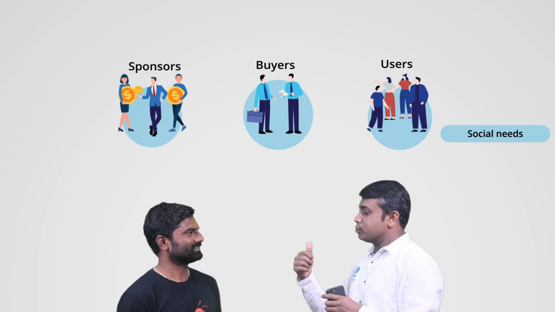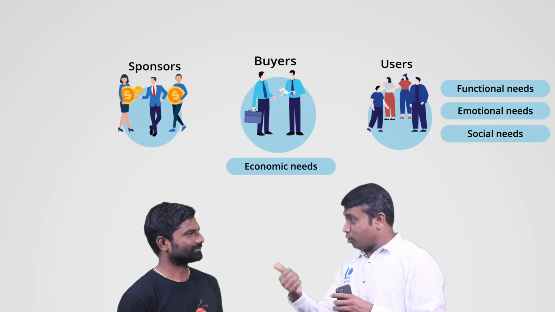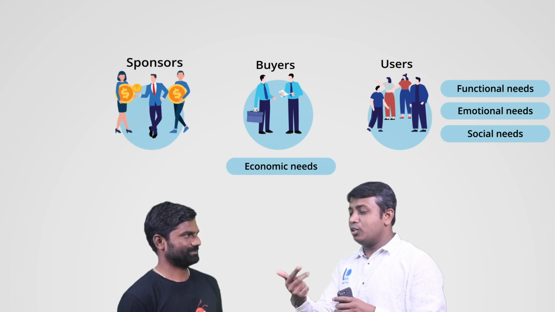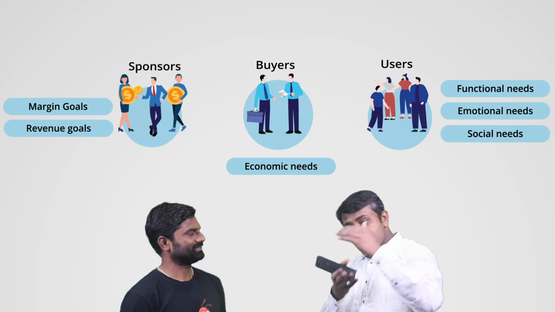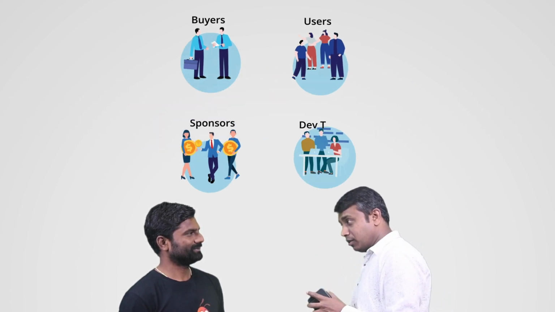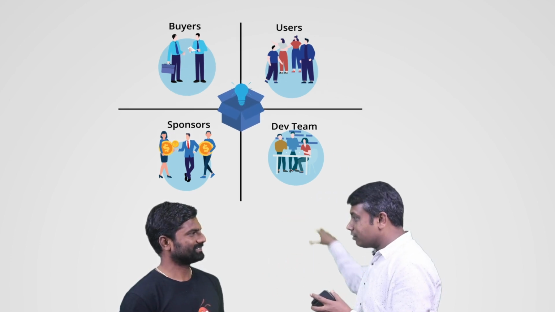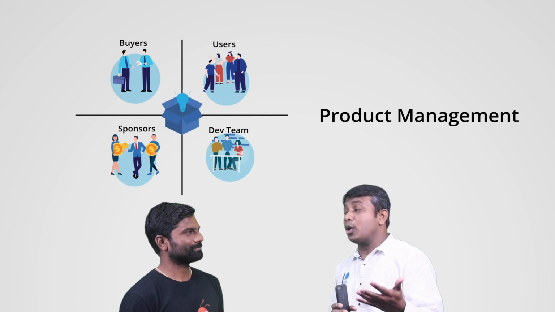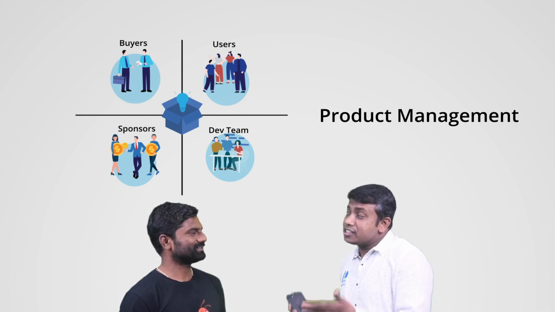Now, understanding the needs of all these three people: social, emotional, and functional needs of the users, economic needs of the buyers, and revenue and margin goals of the sponsors, and then prioritizing what needs to be built in order to fulfill these needs, and working closely with the developers in order to build the product. This entire set of activities is product management. Oh, okay. So let's deep dive into it.